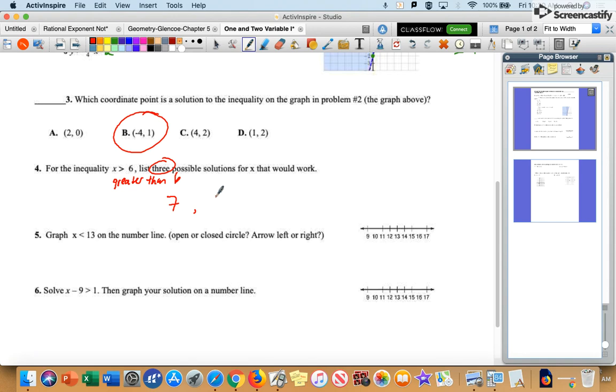7 is my favorite number. 10 is greater than 6. 1 million is greater than 6. Okay, there's 3 numbers. All right, but 5 is not greater than 6. 0 is not greater than 6. So we're looking for 3 possibilities. There's an infinite amount of solutions here. Anything greater than 6 would be a solution.